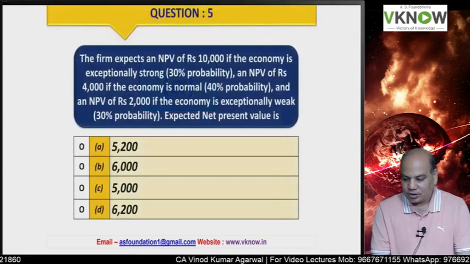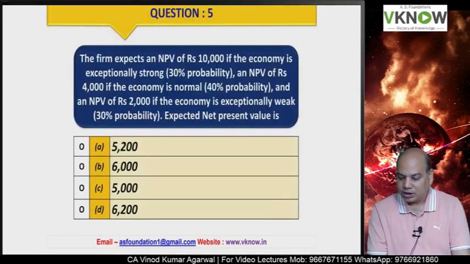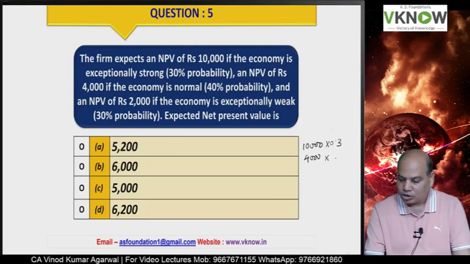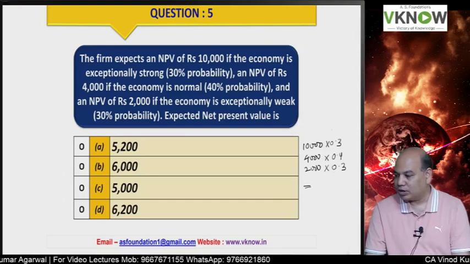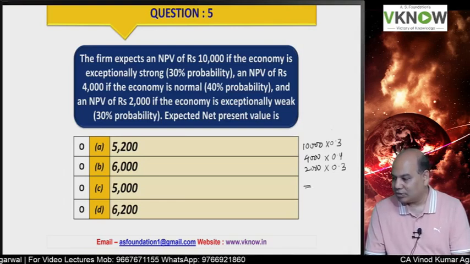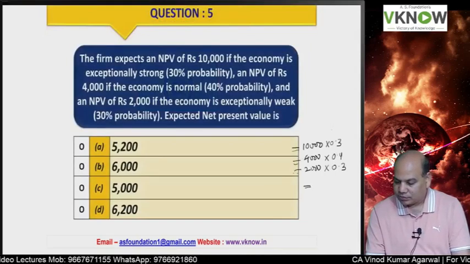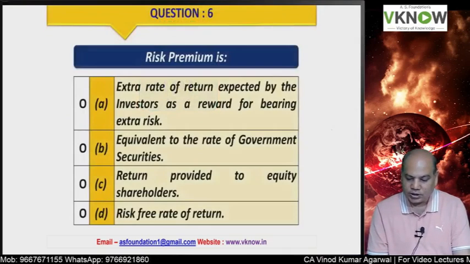Very good answer. Okay, question number 5 will require calculator. The firm is expecting an NPV of 10,000 if the economy is exceptionally strong with 0.3 probability, NPV of 4,000 if the economy is normal with 0.4 probability, and NPV of 2000 if it is weak with 0.3 probability. What is the expected NPV? Quickly reply. The student is saying 5A. 5A is the right answer. If you multiply all these numbers and take the total, it will come to 5200. So 5200 is the right answer.